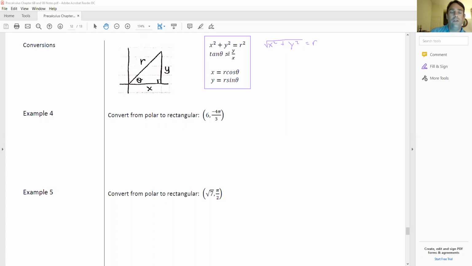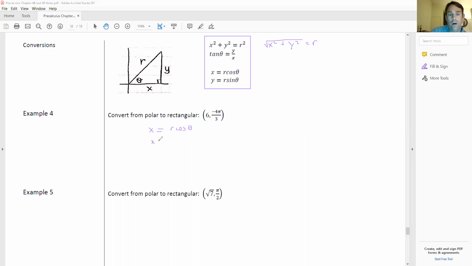Notice tan theta is still y over x, just like it was b over a with complex numbers, just as it was y over x with vectors. Everything is still the same. Nothing's changing here. So if I want to change from polar to rectangular coordinates, it means I'm going to go from r and theta, and figure out what it is in terms of x and y. So x is r cosine of theta.